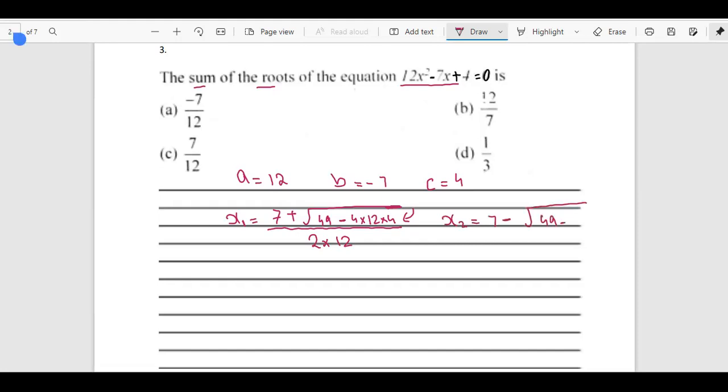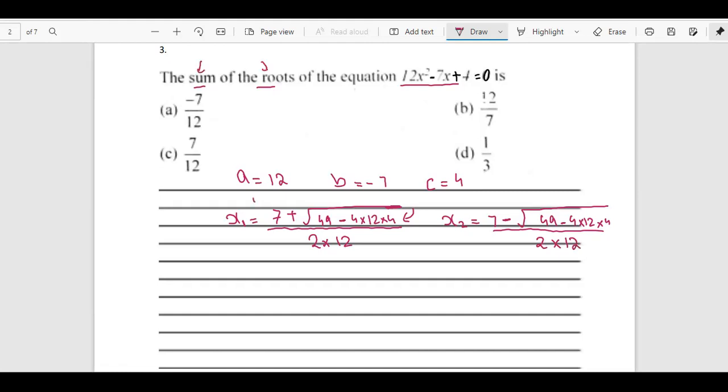49 minus 4 into 12 into 4. Now obviously since I am teaching here, I will do each and every step, but in any exam you have to be very careful and manage the number of steps. There should not be so few that you end up making silly mistakes, but you should not do every step either. Okay, now we need to find the sum of roots.